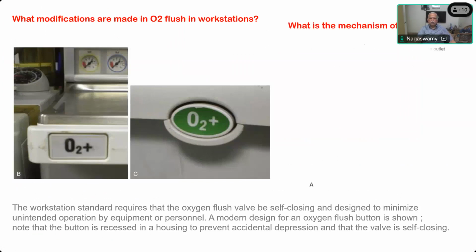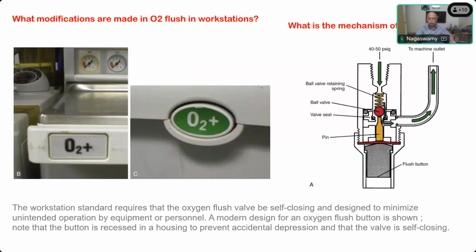What is the mechanism of action of the oxygen flush? How is it able to deliver at a higher level? This is a flush button. When you press it, there is a pin and a ball valve. So 40 to 50 psi, the higher pressure gas will come out to the machine outlet. The pressure coming out is higher and the volume coming out is 35 to 75 liters. So there is every chance that it may produce barotrauma if used without discretion in all patients.